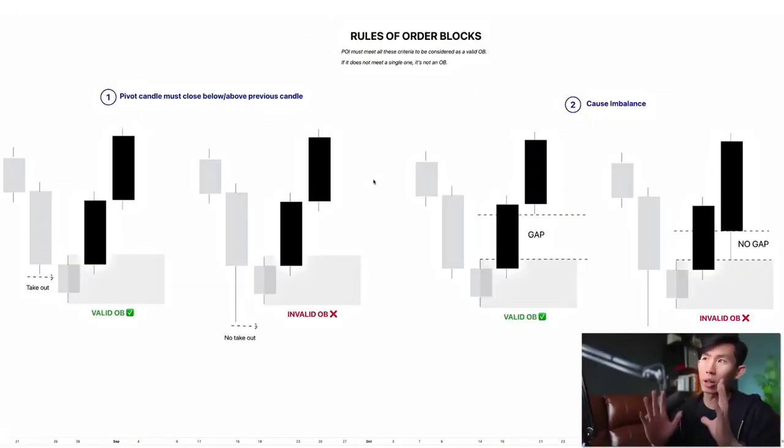Like I mentioned just now, in order for a zone to be considered as an order block, it needs to meet 4 criteria, right? It must meet every single one of these 4 criteria. If it does not meet a single one of them, it is not an order block. It could just be like a normal supply and demand zone.